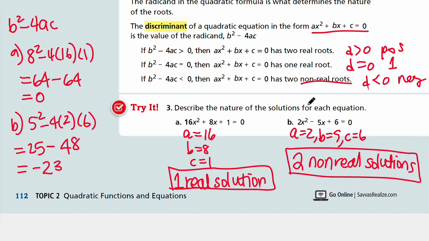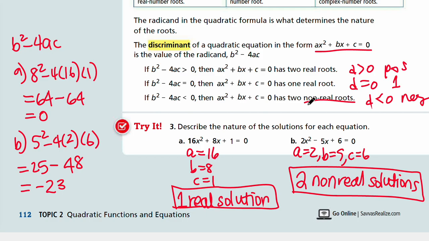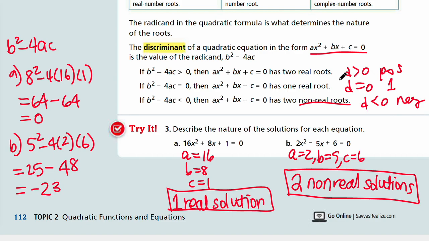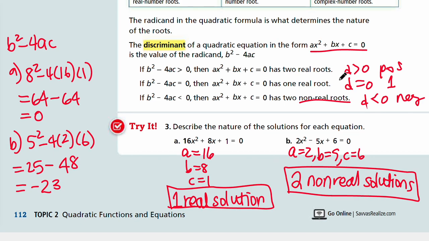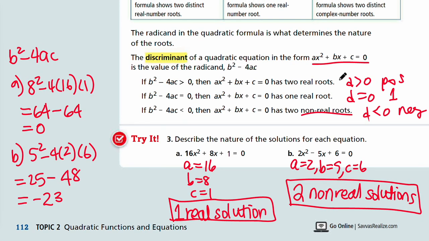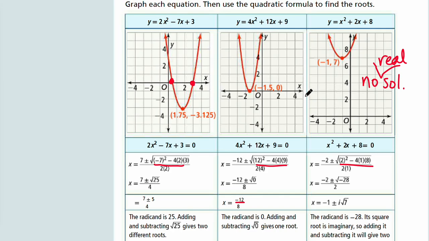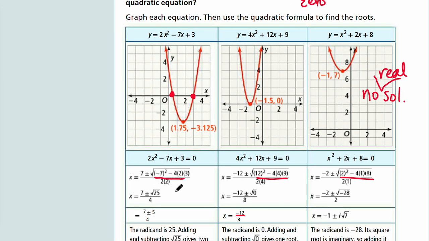Okay, so we looked at the discriminant of the quadratics, and the discriminant doesn't help you figure out what the x actually is, but it helps you expect how many solutions you'll have and what kind of solution you would have. So when we're talking about the discriminant, we're just talking about how many solutions and what type. Is it real or non-real? And the discriminant, again, is the b squared minus 4ac in your quadratic formula. It is the radicand inside your square root.